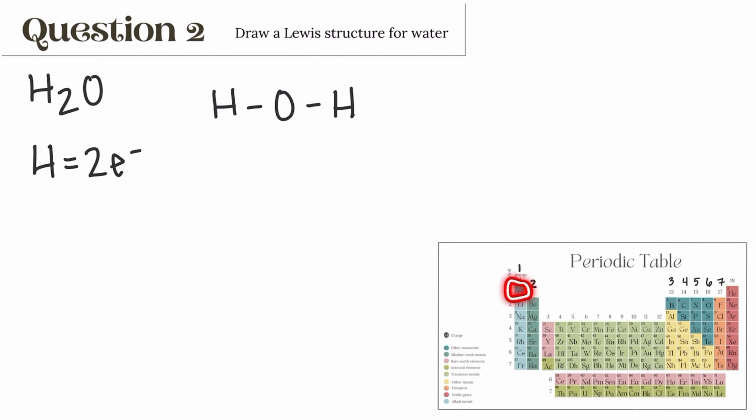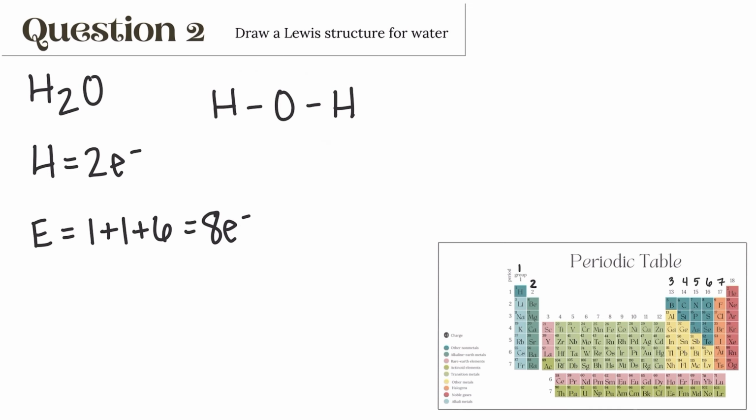So for hydrogen, there's only 1. So let's go electrons. We need 1, but there's 2 hydrogens, so 1 plus 1. And then for oxygen, there are 6. So we add another 6 equals 8 electrons needed around this Lewis structure.